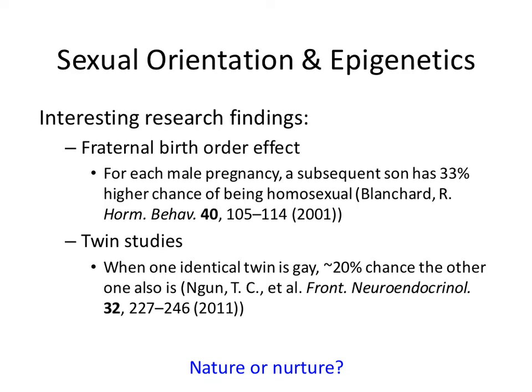So there are a couple of interesting findings that predate what I'm going to tell you now. I'm going to show you some data from a recent study. But a couple of the older studies that started people thinking along these lines were, first, a study from a while ago, 2001, a decade and a half ago, the fraternal birth order effect. If you happen to have multiple brothers, every additional son that a mom has has a 33% higher chance of being homosexual.